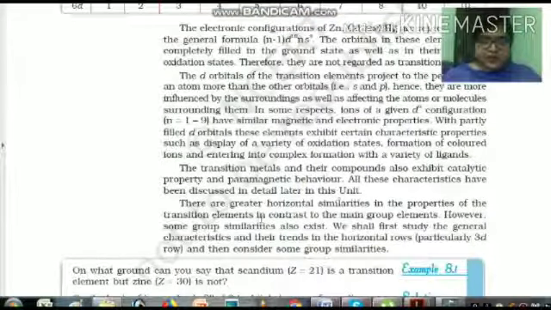Now see children, these d block elements have partially filled, or you can say incompletely filled, d orbitals, and because of this they exhibit certain characteristic properties such as a variety of oxidation states, formation of colored ions, and various types of complex formation with a variety of ligands, that we have already seen in VBT and CFT. Okay, the transition metals and their compounds also exhibit catalytic property.